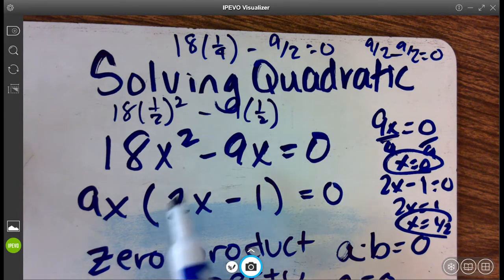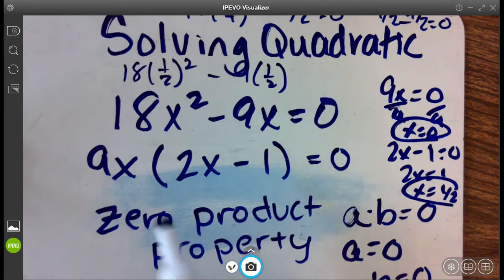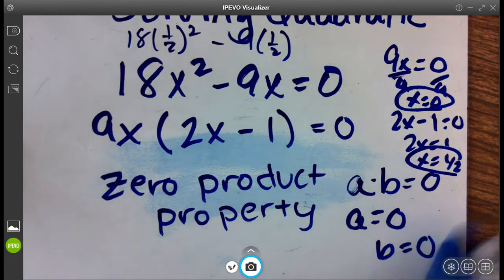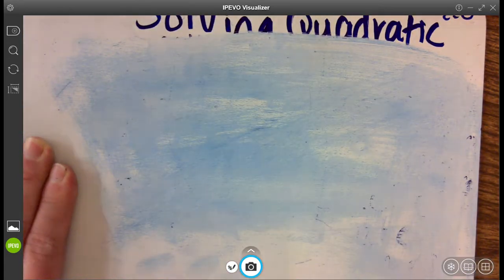So to solve this equation, I have to factor, set each piece equal to 0, and solve using the zero product property. So you're not doing anything really different now. You're just saying, what does x have to be to make this statement true? Okay, let's try another one.